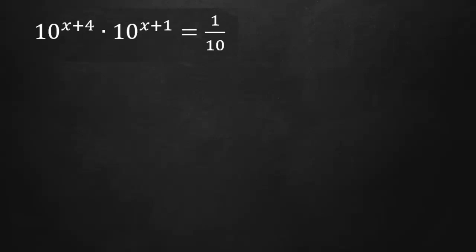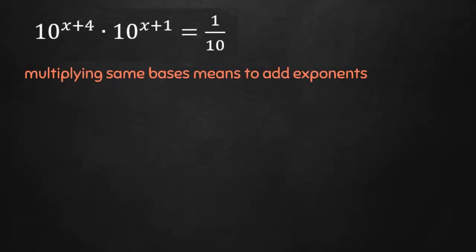Now, with this equation, what you should notice is that we have on the left-hand side two bases, and they're both 10, and I have two different exponents. Now, the thing to remember is that when I multiply the same bases of 10, I actually add my exponents together. So I can take the x plus 4 and add it to the x plus 1, which gets me, when I combine my like terms, 2x plus 5.